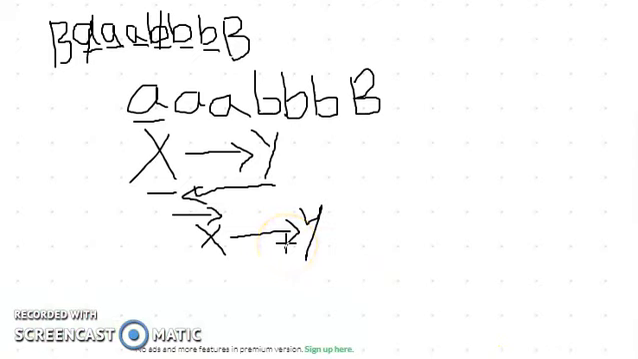Okay, now again I'll repeat this. Move left till I get an X. Fine. If I got an X, what do I have to do? Move right till I get an A, make it X and move right till I get a B. I got a B, make it Y.